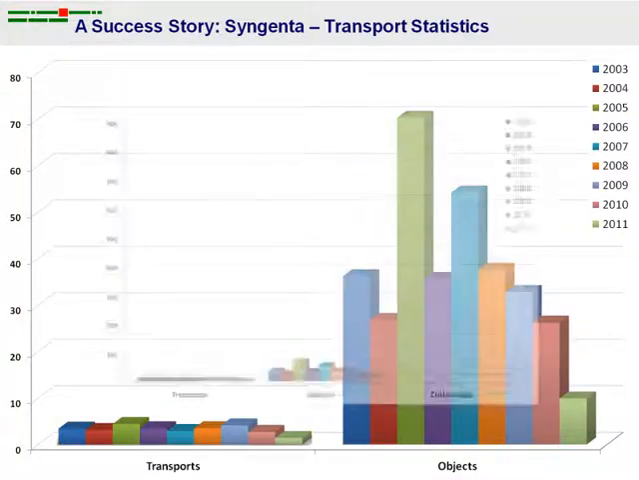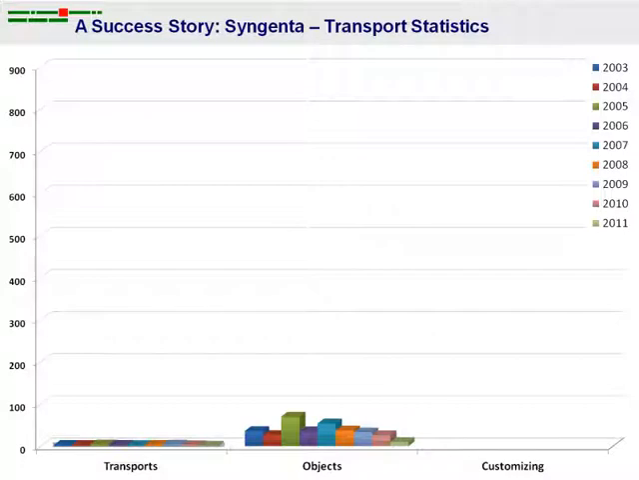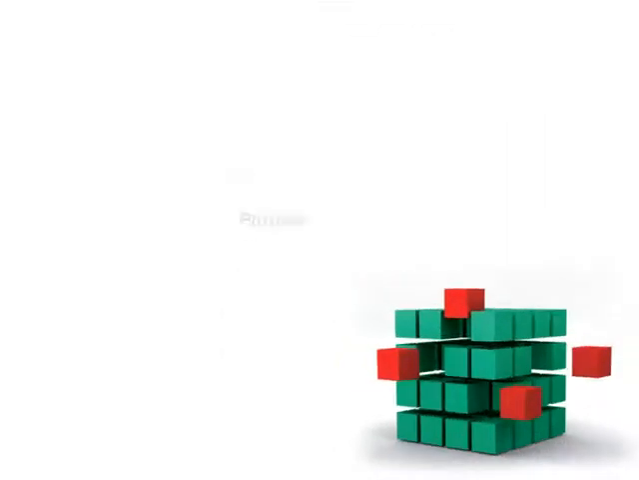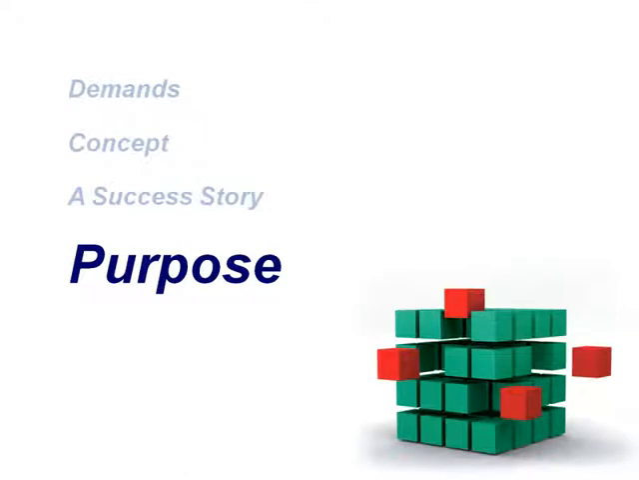Further, let's add in now the amount of customizing that has been transported at Syngenta per year. There is an average of 100 customizing entries per transport. At this scale, it is clear that checking only transports is ineffective. Based on these facts and on Selco's experience, we will now consider the purpose of R&R.